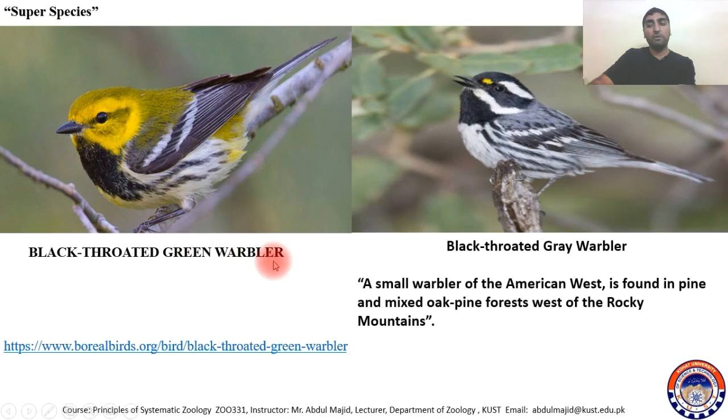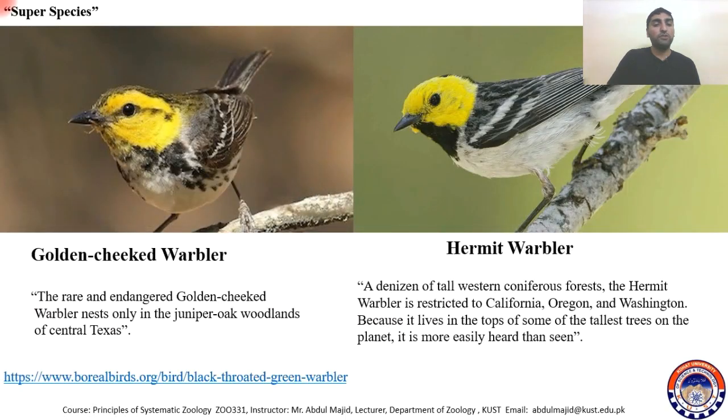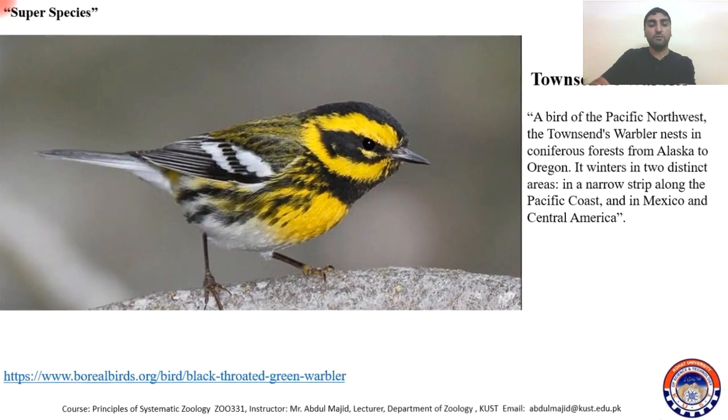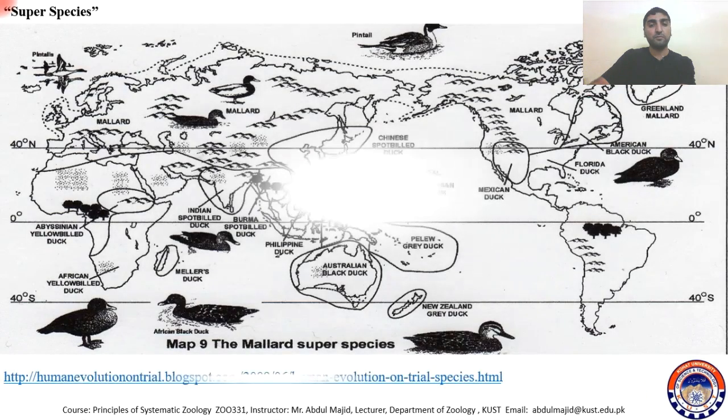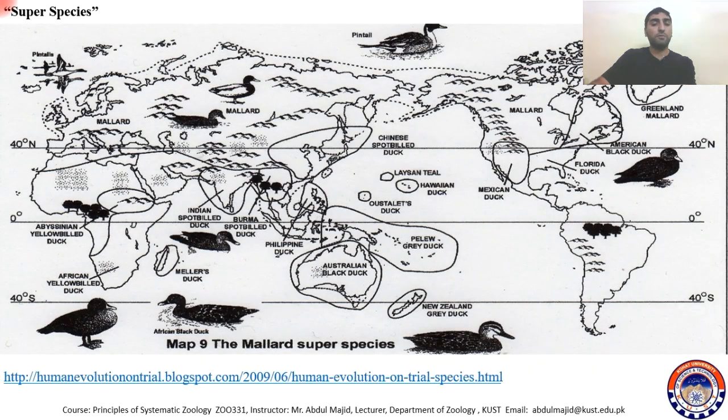These are the black-throated green warblers, and the black-throated gray warblers. It's a small warbler of the American West, found in pine and mixed oak-pine forests west of the Rocky Mountains. These are the golden-cheeked warblers and the hermit warblers, and this is the Townsend's warbler. So these are superspecies. Then there's the mallard duck superspecies group. These ducks are distributed to the right of this map, in the mallard duck superspecies group. This is an example of the superspecies.